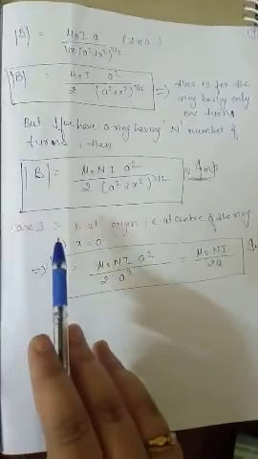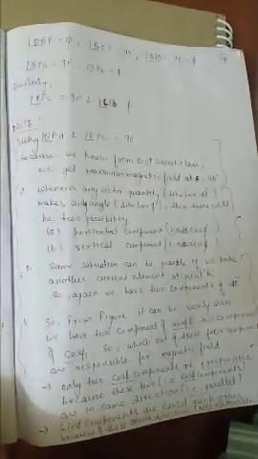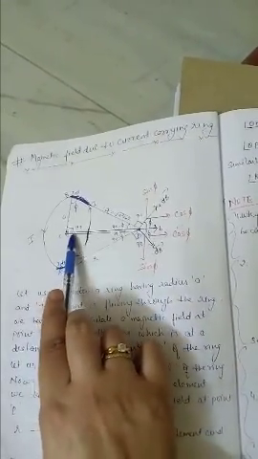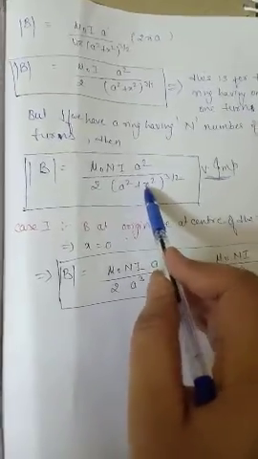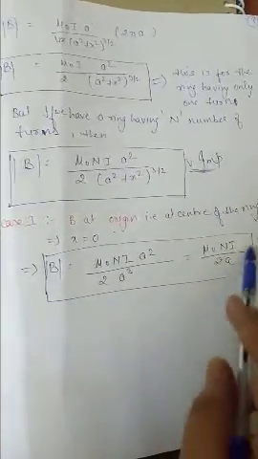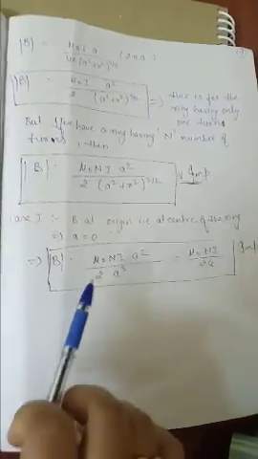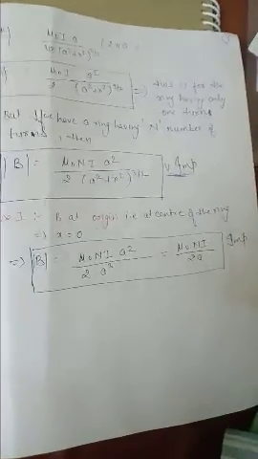Another case: if we wish to calculate the magnetic field at the origin, it means this x is not there, so x is 0. Very simple. Put 0 in place of x, and we have this value of the magnetic field at the origin of the current carrying ring.